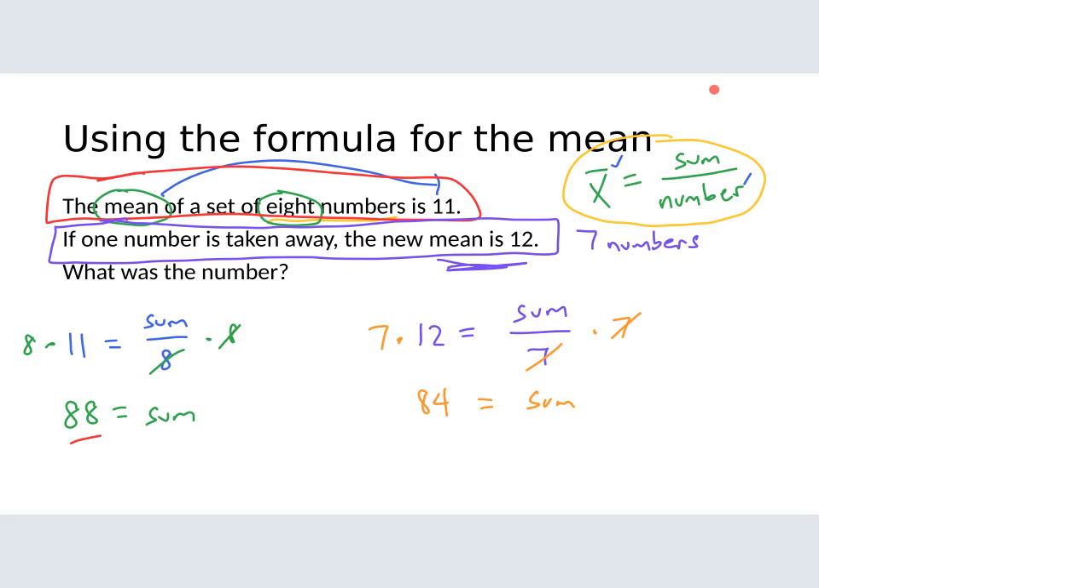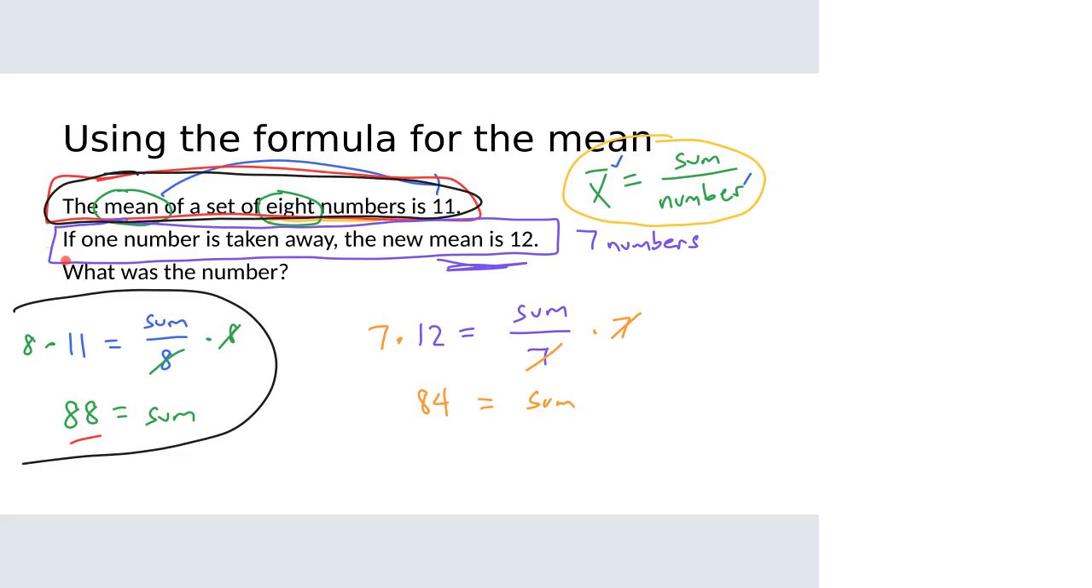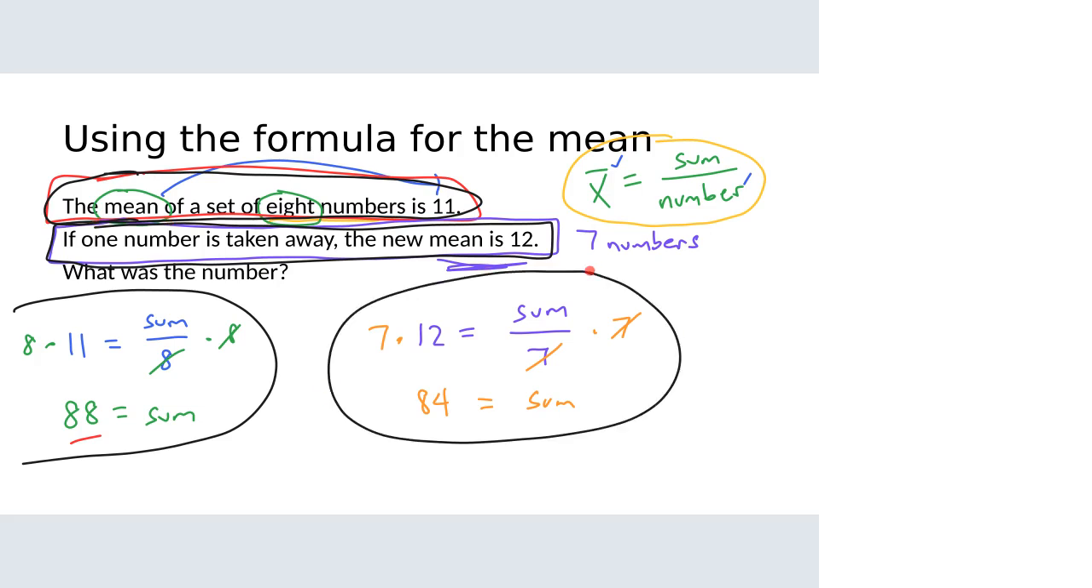Now I'm going to go back and make sure I understand this question and am prepared to answer it. The mean of a set of 8 numbers is 11. That's what I've got over here. If a number is taken away, the new mean is 12. That's what I've got over here. What was the number? What number was taken away? Keep in mind, I have no idea what the 8 numbers were, and I have no idea what the 7 numbers are, but I can figure out what number was taken away when I look at this information that I've got.